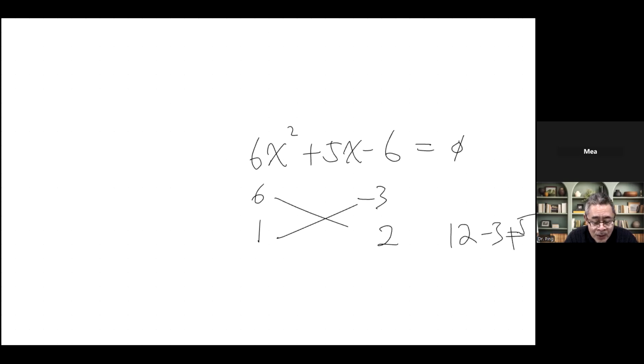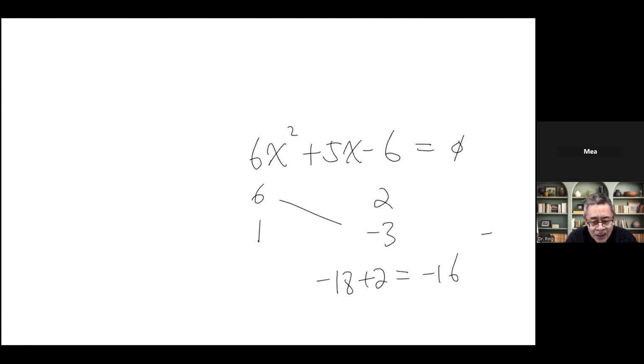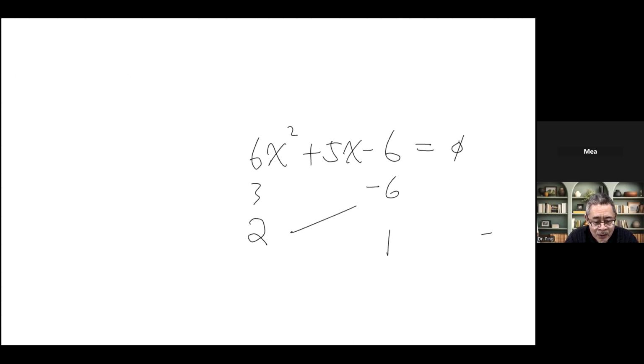And if we swap 2 and 3, we'll see 2 and -3, that gives us -18 plus 2, -16. And the absolute value of 16 is not 5. So if we change the sign, it doesn't help us, which means that the first number cannot be 6 and 1, so it has to be 3 and 2. And now we're going to try this one again. So if we use -6 and 1, this gave us -12. This gives us 3, so that doesn't work.